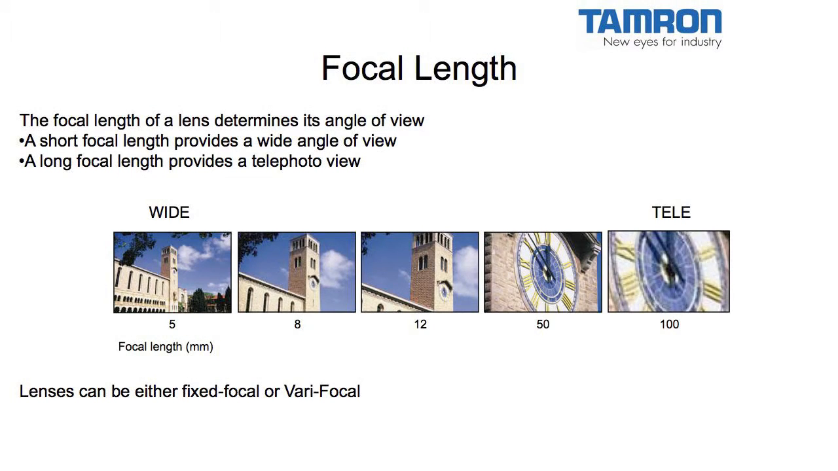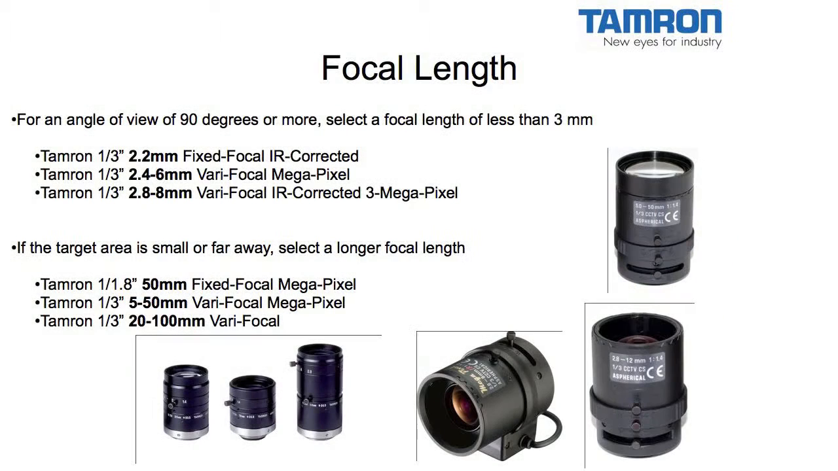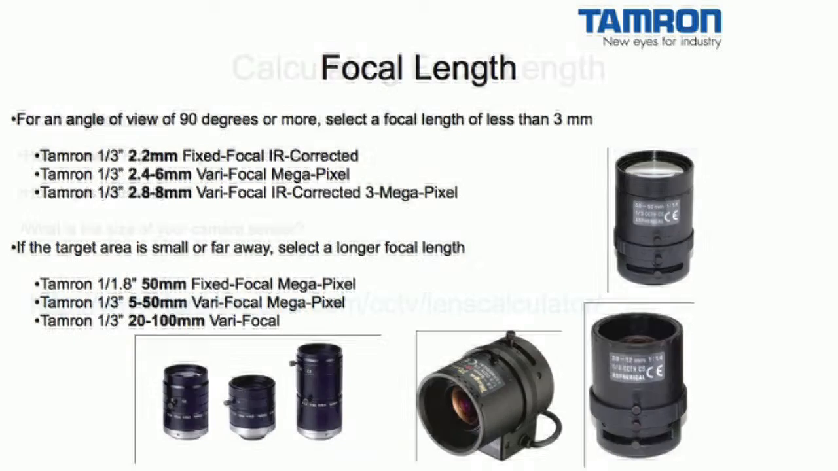The focal length of a lens is usually measured in millimeters and determines the lens's angle of view. A short focal length provides a wide angle of view, and a long focal length provides a telephoto view. A lens can be either fixed focal, providing only one fixed angle of view, or varifocal, allowing adjustment of the angle of view over a specific range. For an angle of view of 90 degrees or more, select a focal length of less than 3 millimeters. If the target area is small or far away, select a longer focal length.